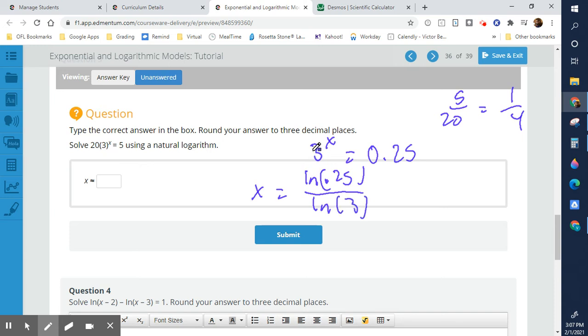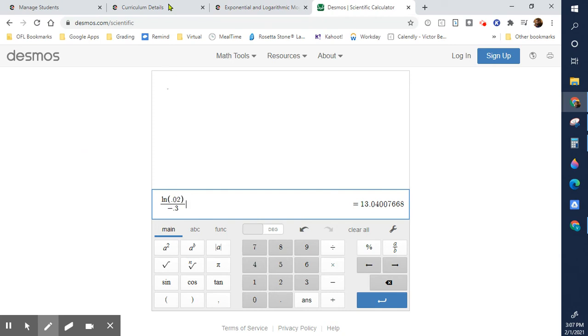So in order to get rid of this as a base, normally we do log base 3 of both sides, but since we want to do it nice in our calculator, we're going to use natural log instead of log base 10. Either way, you'll get the same answer, whether you use log or whether you use ln, but they want us to use ln. So we're going to do ln of 0.25 divided by ln of 3.